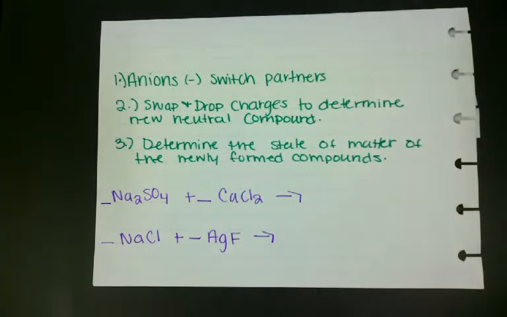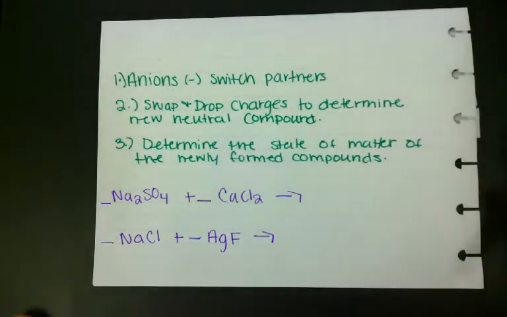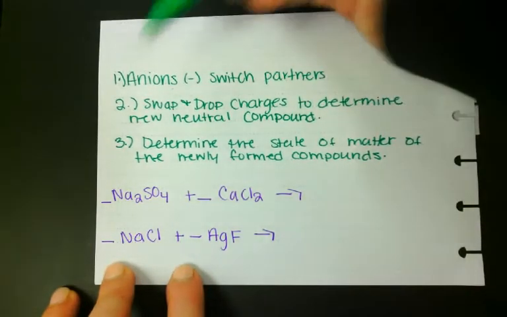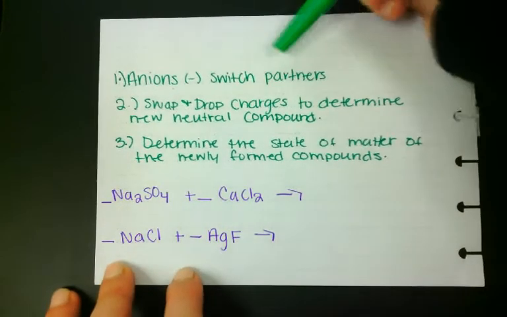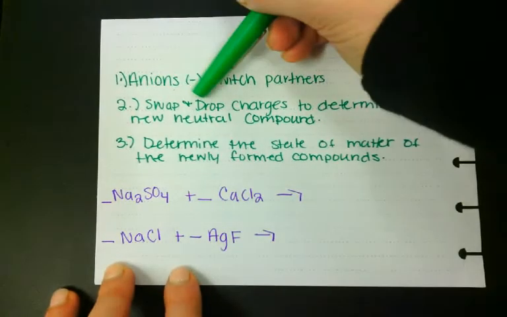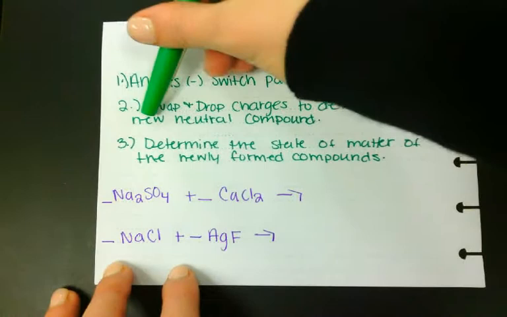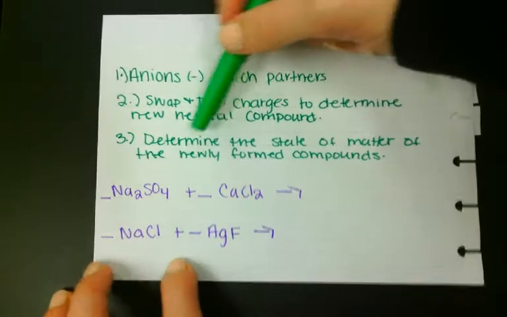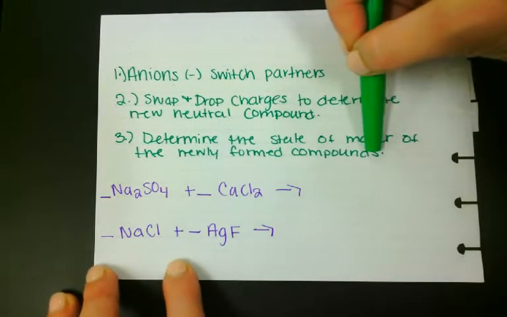So in this video, we will be going over double replacement reactions. Some quick steps to remember whenever writing double replacement reactions: first, identify your anions and realize that they will be switching partners. Second, you need to swap and drop the charges of the elements to determine the new neutral compound. Third, you need to determine the state of matter of the newly formed compound.